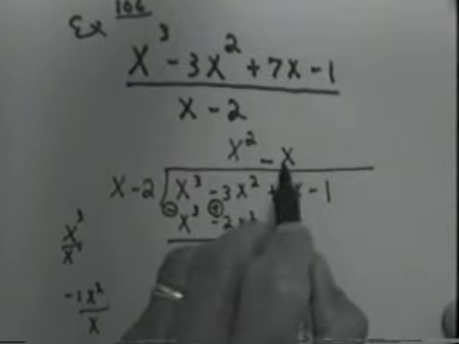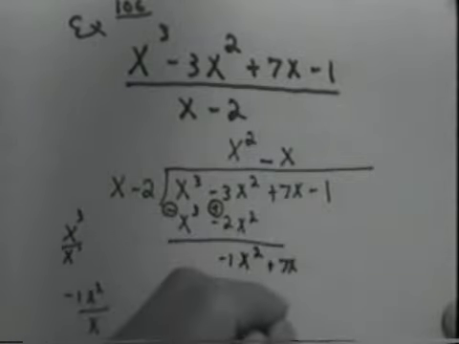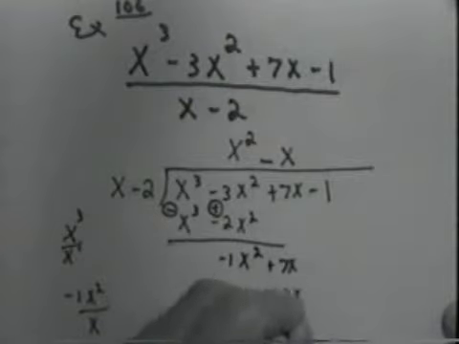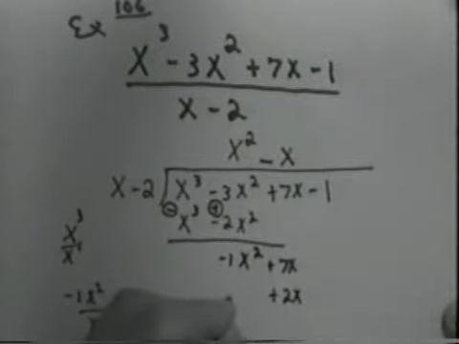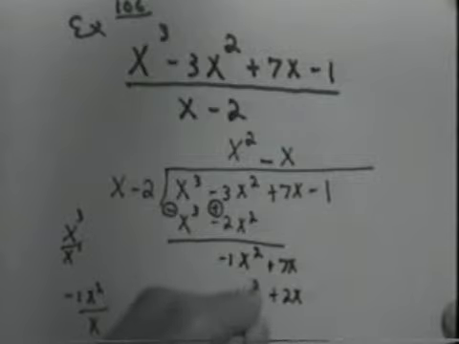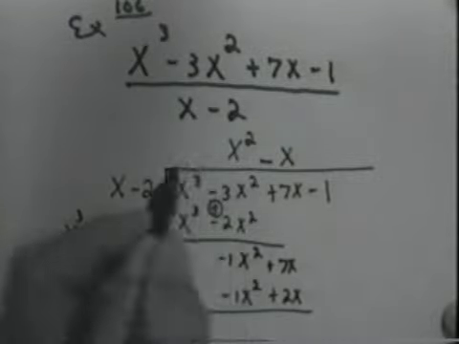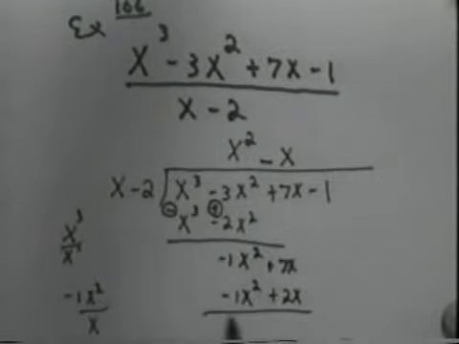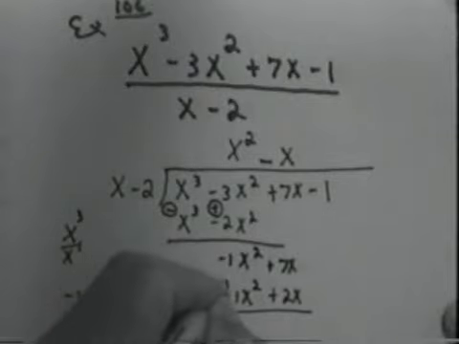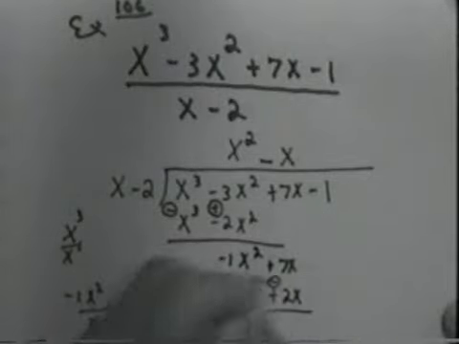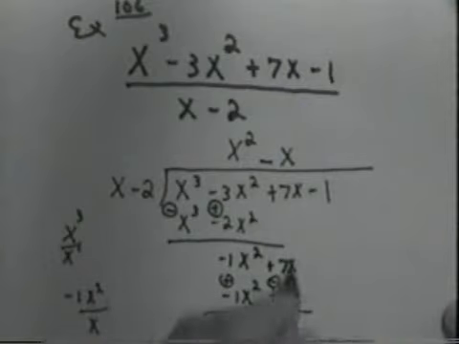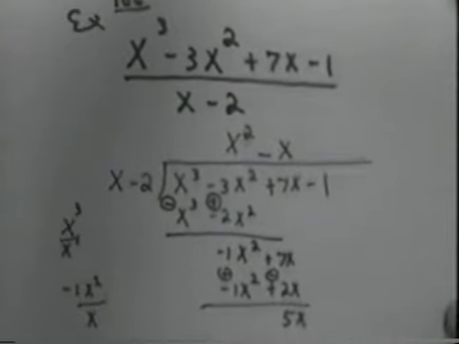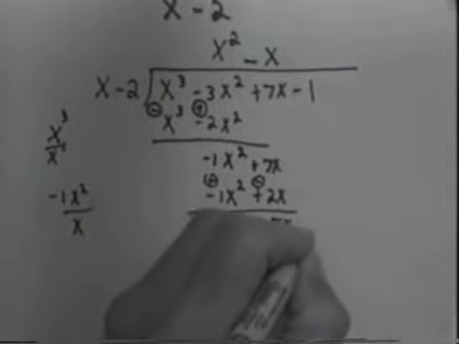Now I multiply. The opposite of x times the opposite of 2 is a positive 2x. The opposite of x times x is the opposite of x squared, the same as a negative 1x times x would be a negative 1x squared. Once I multiply, I subtract. So this would be plus, this is minus. The x squares will cancel, and 7 minus 2 will leave me with 5x. Once I subtract, I bring down.